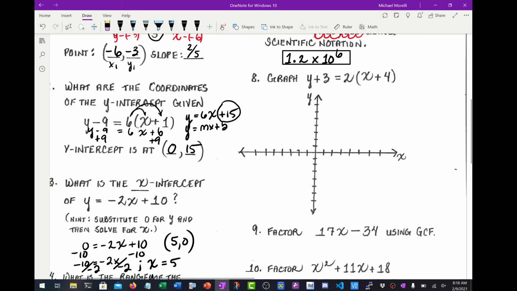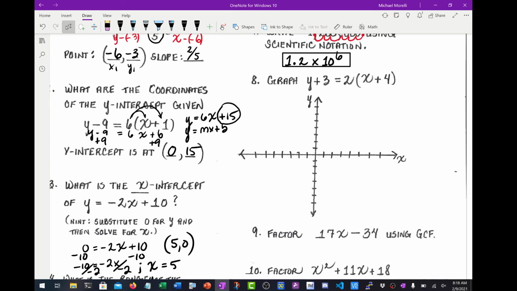And number 8, we have graph, and then they give you a point slope form equation. So first you have to, well, you could do this 2 ways. You could either extract the original points and the slope and plot it, and then use the rise over run to plot points, or you could just go ahead and convert this to a slope-intercept form equation of the line, and then you could plot it that way. So that's what we'll do. We'll go ahead and convert.